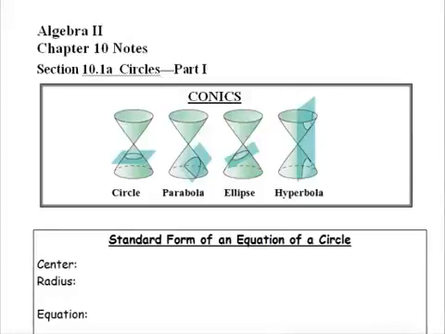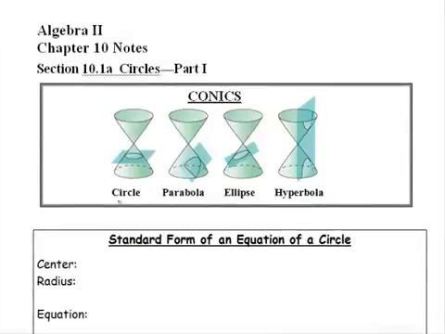This is the first part of Chapter 10. We're going to be dealing with different shapes that are called conics. The different shapes are circle, parabola, ellipse, and hyperbola.